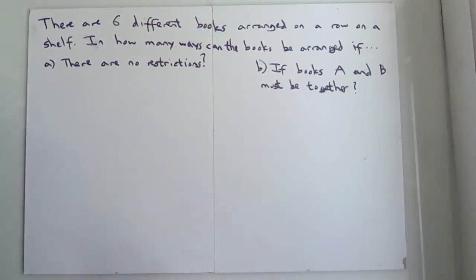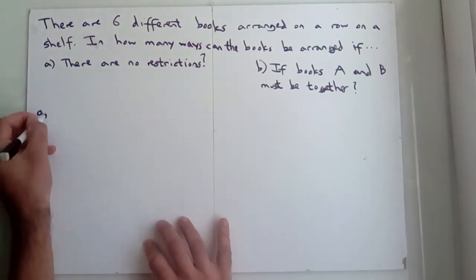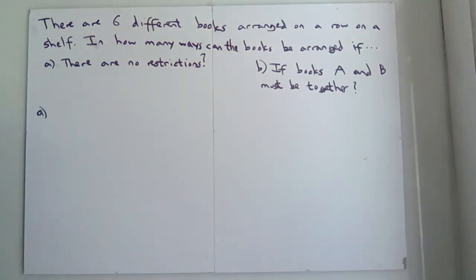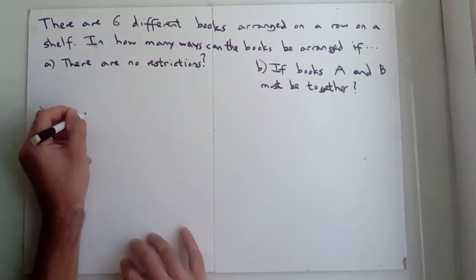So we start with A. Basically this is a very simple principle. The number of distinct arrangements of 6 different objects is 6 factorial. The reason for that is because you've got 6 spaces.